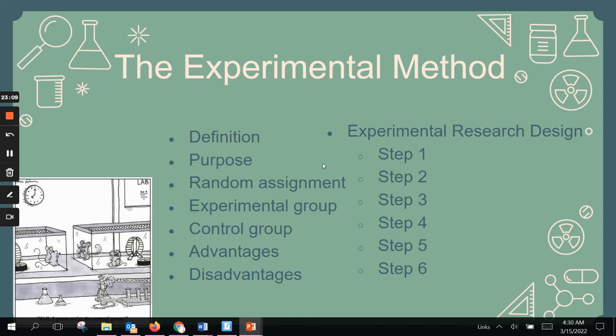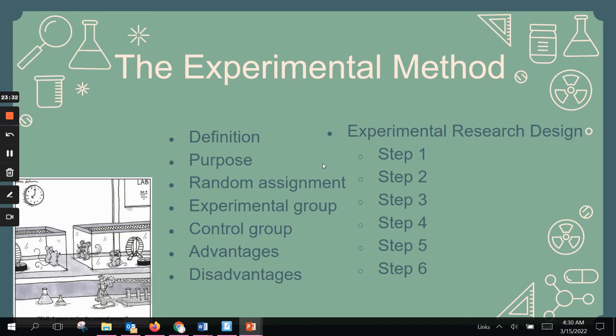Some disadvantages are ethical concerns, so we have to make sure that our research is ethical and it's not harming anybody. It can be very artificial if it's taking place in a lab. There's biases that are introduced by both the participants and the researchers. And there's uncontrolled variables, so there are things that we cannot necessarily control.